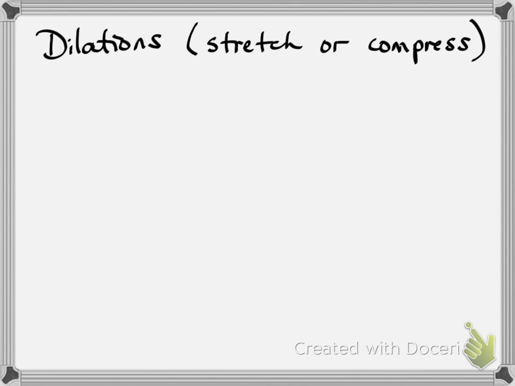So now we're going to talk about dilations, and we can either discuss stretches or compressions. And you could think about your pupils. If you go out into the sunlight, your pupils will compress and get smaller. But if you're in a dark room, your pupils are going to get larger, stretch open wider to let in more light. So that's the dilating of the pupils. It's kind of directly related to function transformations with dilations.